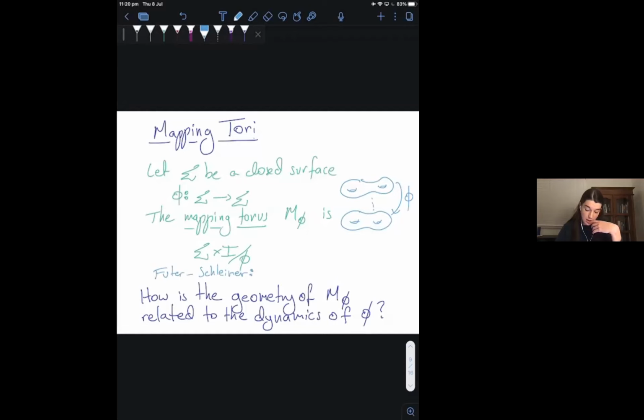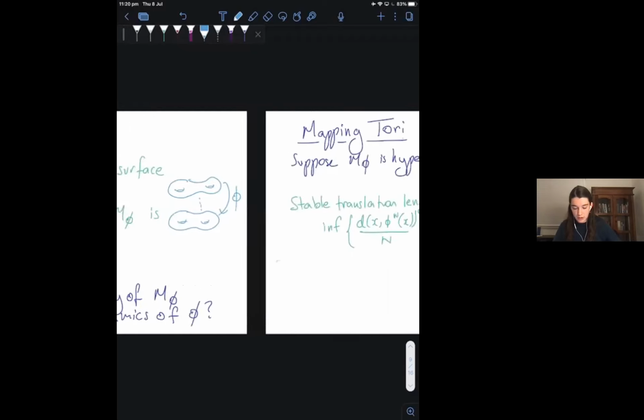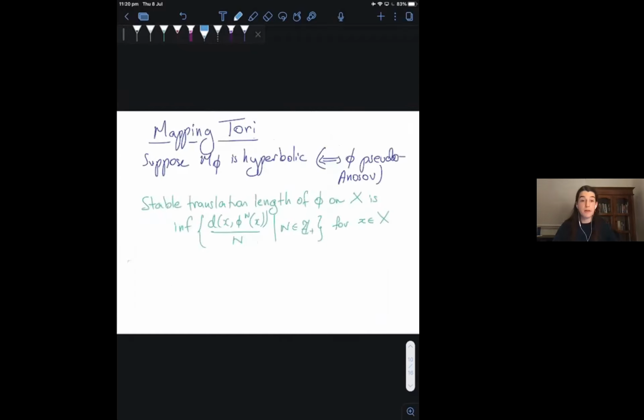Triangulation complexity gives us one answer to that, but I might just talk about a couple of different results in this direction first. Let's suppose that we're in the hyperbolic case, as we were discussing before, and that's equivalent to our map being pseudo-Anosov by the work of Thurston. There's one particular measure of the dynamics of our map phi that's going to be particularly important for us, and that's stable translation length.